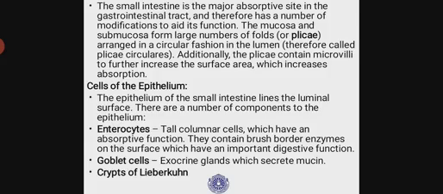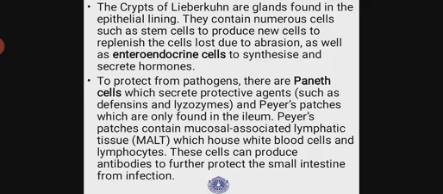Coming to the next one, crypts of Lieberkühn. The crypts of Lieberkühn are the glands found in the epithelial lining. They contain numerous cells such as stem cells to produce new cells to replenish the cells that are lost due to abrasion, as well as enteroendocrine cells to synthesize and secrete hormones. So the crypts of Lieberkühn contain two major types of cells: enteroendocrine cells and stem cells.